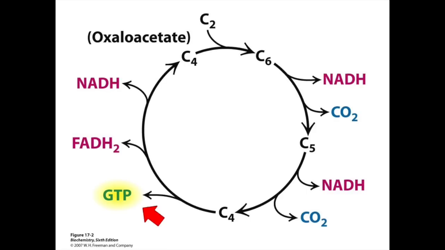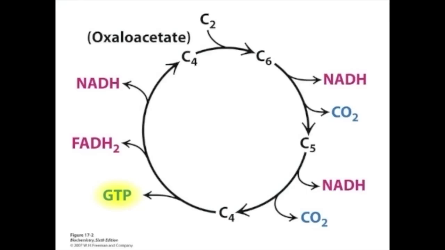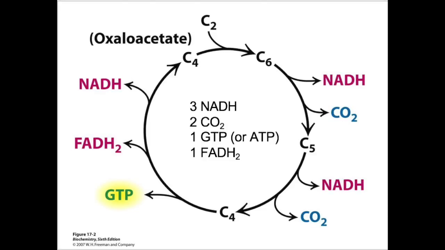Following this, we're going to form GTP or ATP, depending on the tissue, FADH2, and the last NADH to end up with oxaloacetate. And so in this process, there are 3 molecules of NADH that are produced, 2 molecules of carbon dioxide, a molecule of either GTP or ATP, depending on the tissue, and 1 molecule of FADH2, and this is for every complete turn of the cycle, going from oxaloacetate at the start and ending at oxaloacetate. Let's look at this a little more closely before we go into the individual reactions.